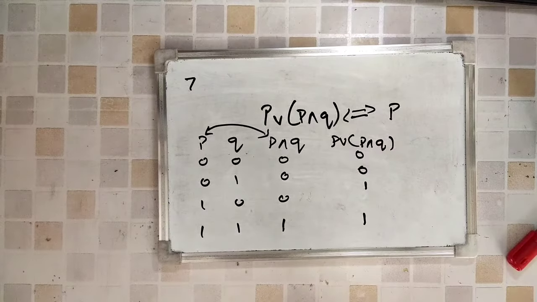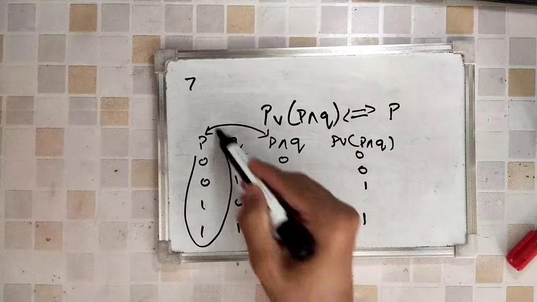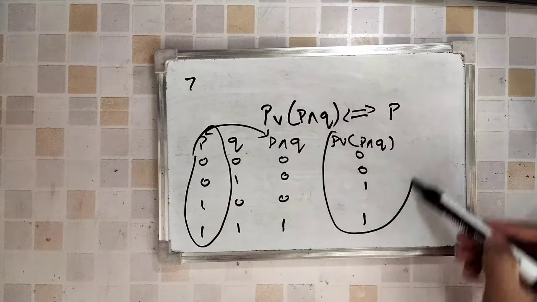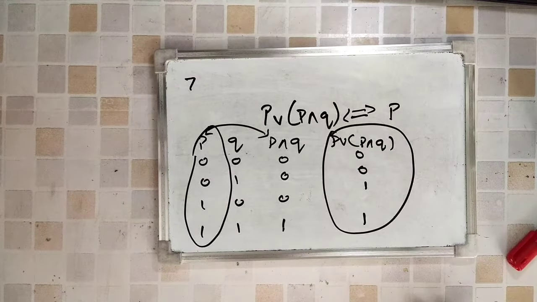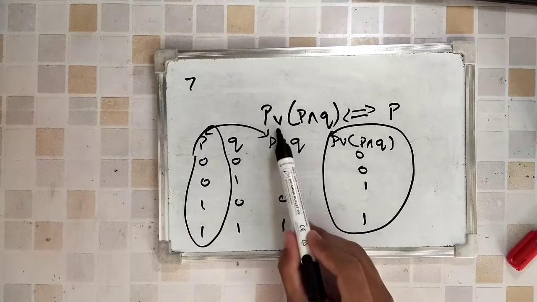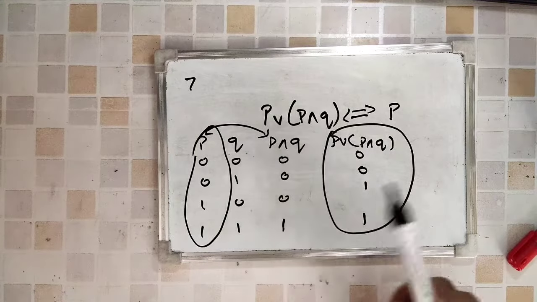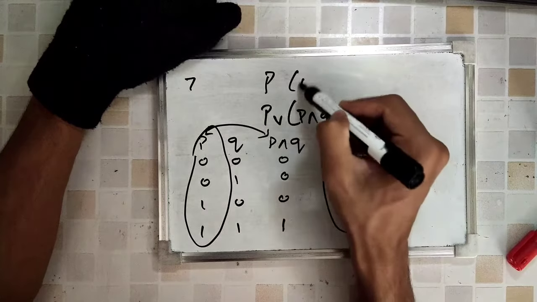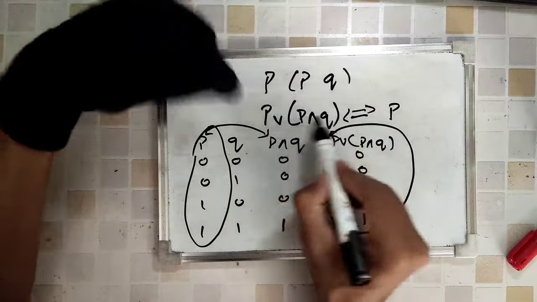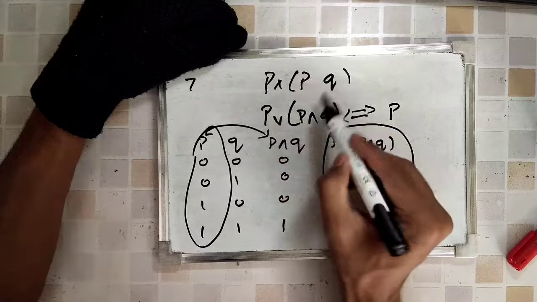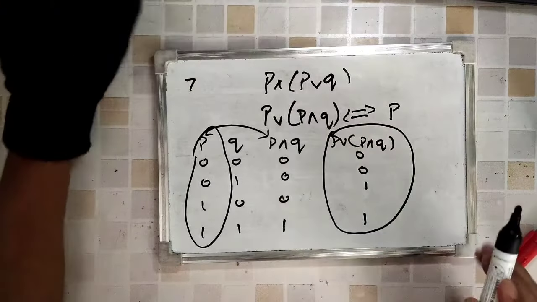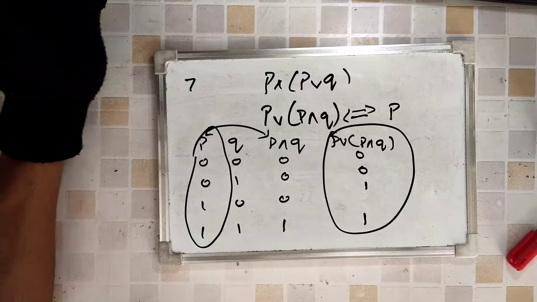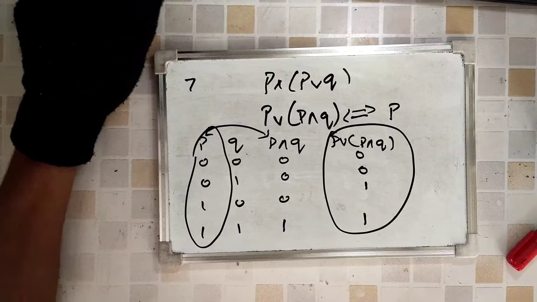See here, whatever the value of P was, we got the same for this. That's why it is logically equivalent to P. Just remember, here OR should be there, here AND should be there. Similarly, here also P, here also P and Q, only the symbol will change. Here it was OR, here you put AND; here it was AND, here you make it OR. Again this is logically equivalent to P itself.